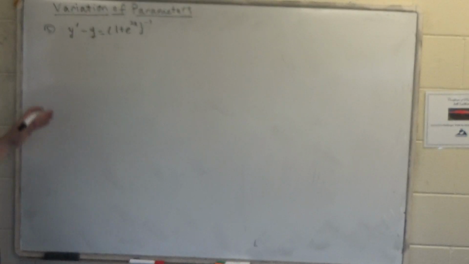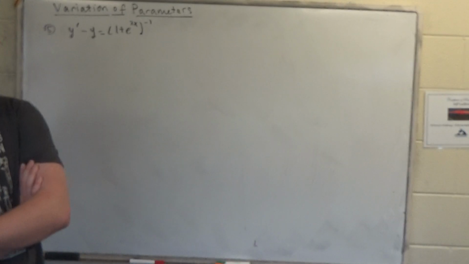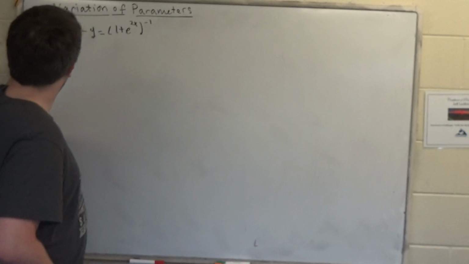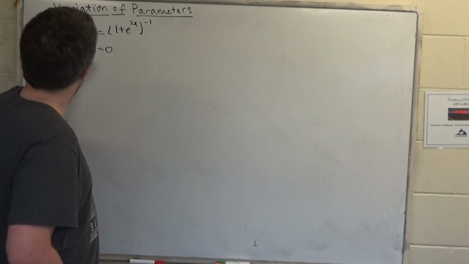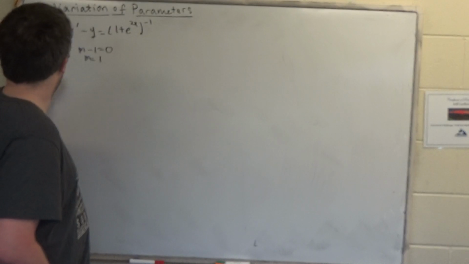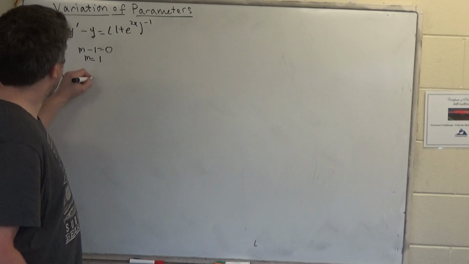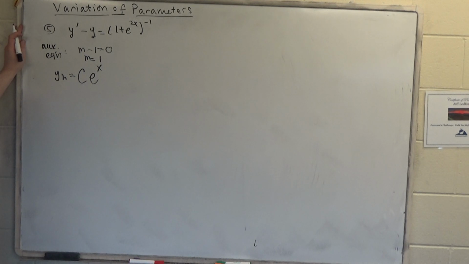Okay, so here we have y prime minus y equals 1 plus e to the 2x, all to the negative 1. We start out with the auxiliary equation, which is just m minus 1 equals 0. So m equals 1, which tells us that the homogeneous solution is c e to the x. Once again, it's not second order or third order or anything like that. It's first order, so we just need c e to the x. It's not a repeated root or anything.